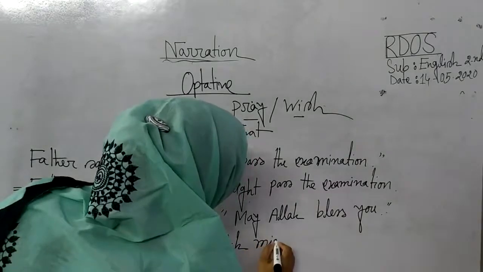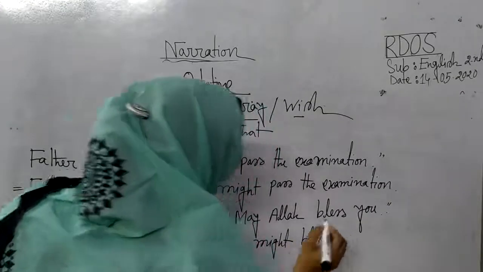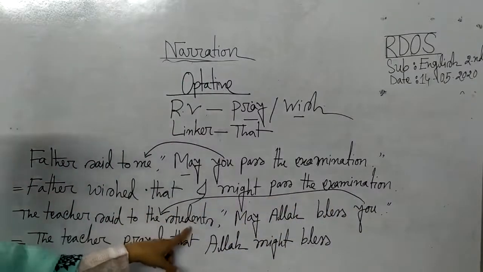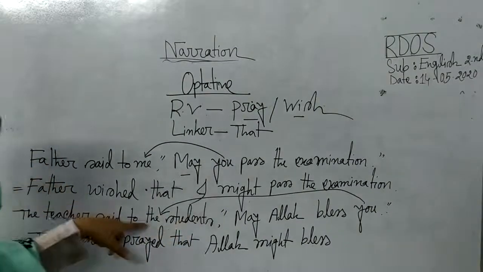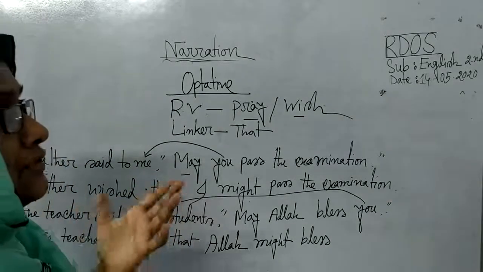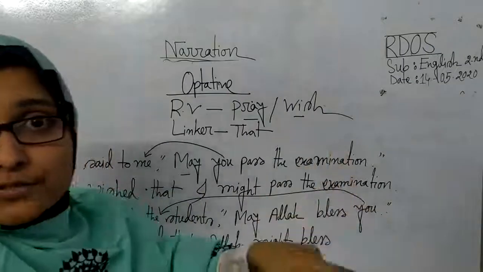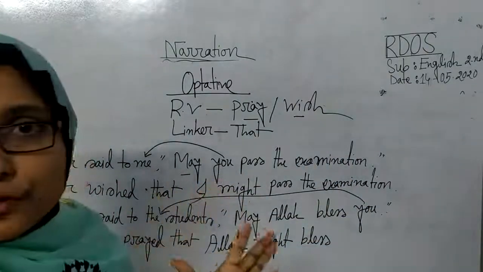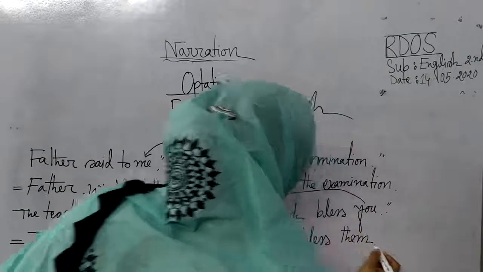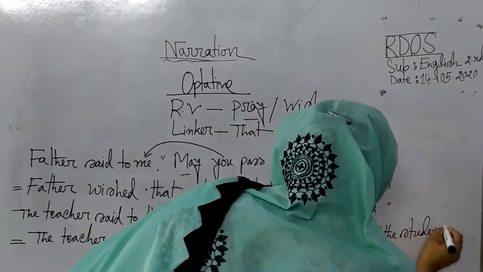Then what is the past form of may? Might. Good. Might bless you. You, second person, will follow the students. And the students, this is plural number, isn't it? What is the subjective form of the students? Yes, they. And here you must write the objective form of they. So what is the objective form of they? Yes, them. Good. Bless them or the students.